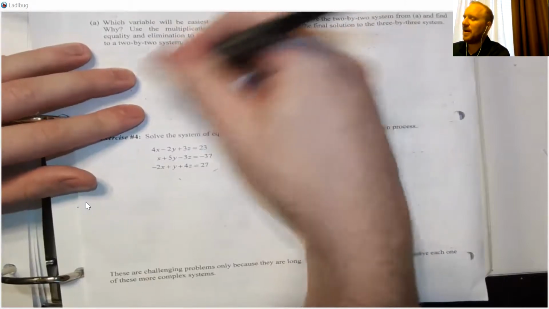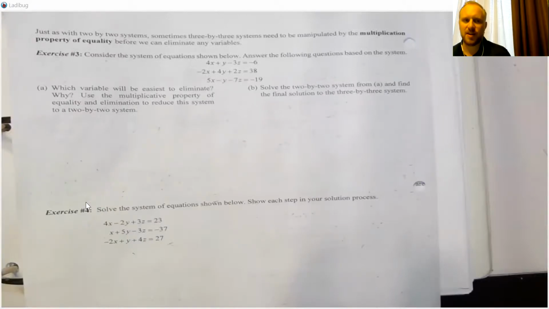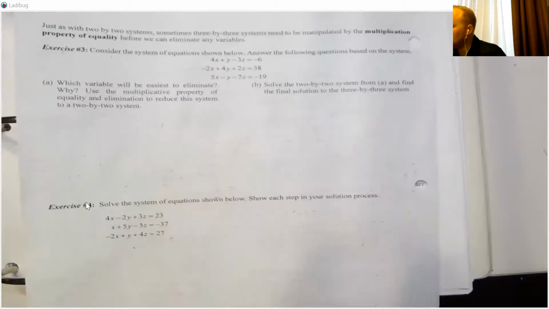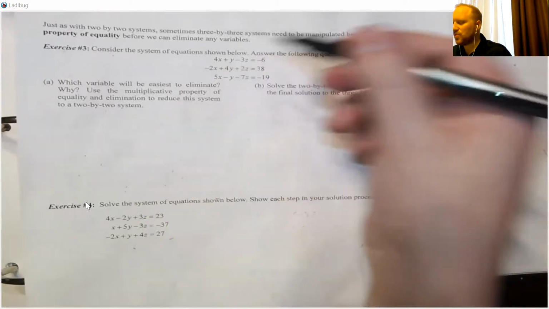Okay, so now let's do another one here. But this time we're going to use the multiplication property of equality quite a bit, to be able to get this 3 by 3 down to 2 by 2 to solve for an individual variable. So to do that, I'm going to look and see, is there any variable I could eliminate right off the bat? Well, I got 1 and 3. I could eliminate those y's there.